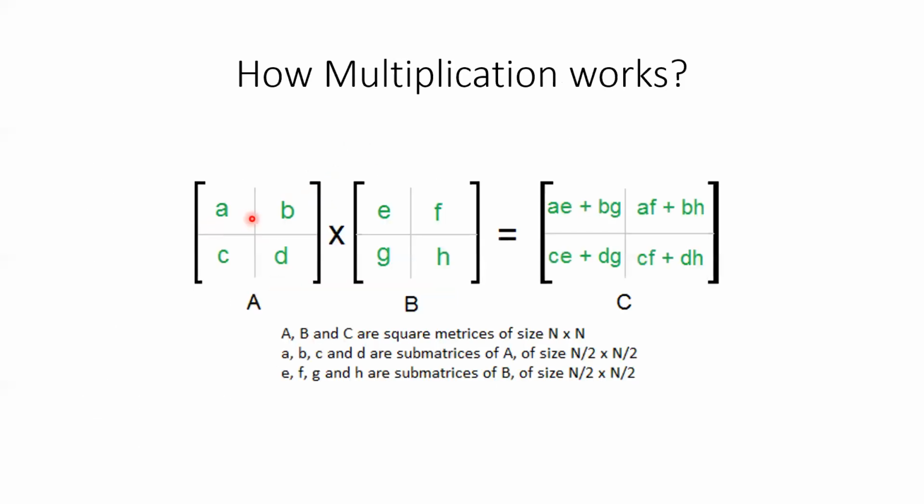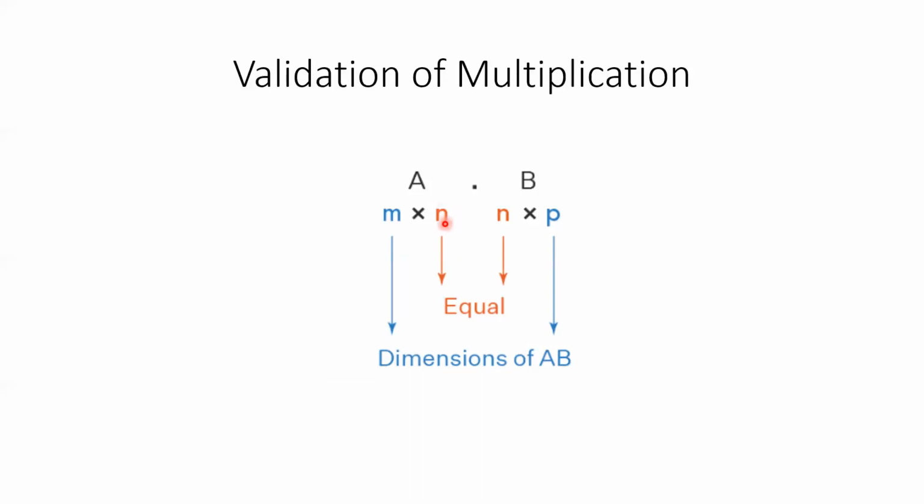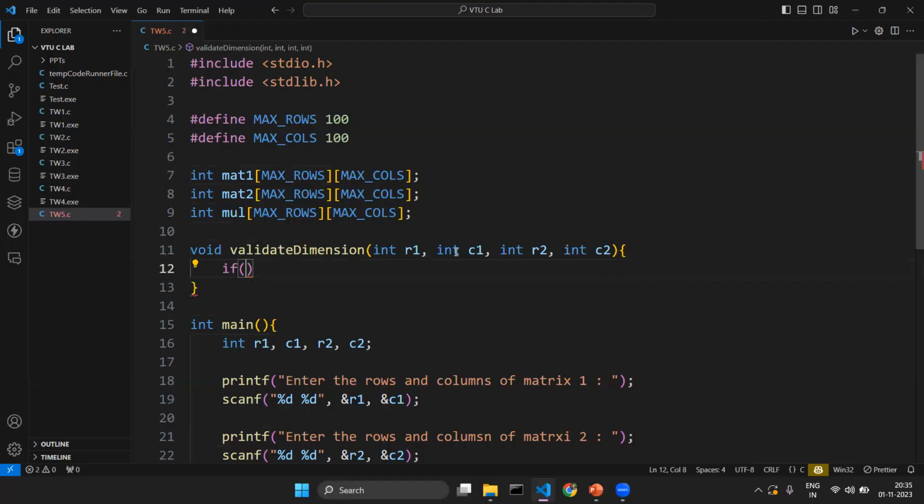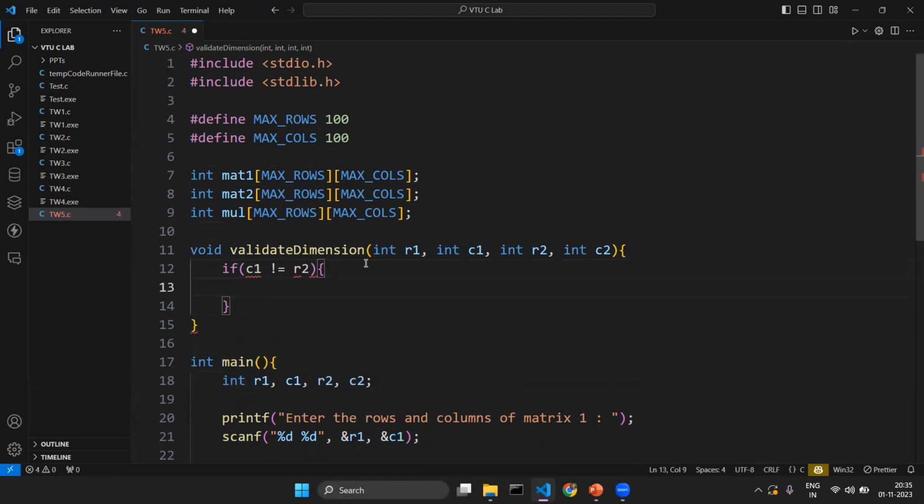You can see here, we are considering the column of first matrix and row of second matrix. Both should be equal. If they are equal, proceed. If they are not equal, terminate. So if column 1 is not equal to row of second matrix, then terminate.